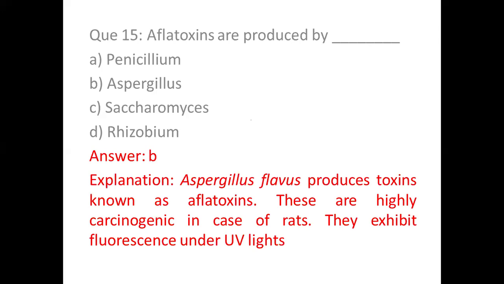These are highly carcinogenic in case of rats, and of course in case of humans also, but mostly the studies have been done on rats. They exhibit fluorescence under UV light also. So this is all about aflatoxins. These are produced by mostly two species of Aspergillus: Aspergillus flavus, and the other is Aspergillus parasiticus.